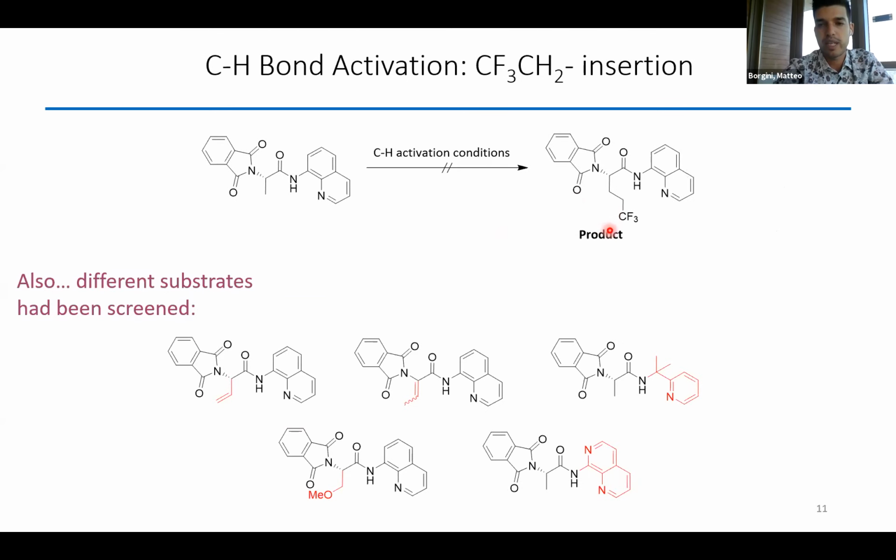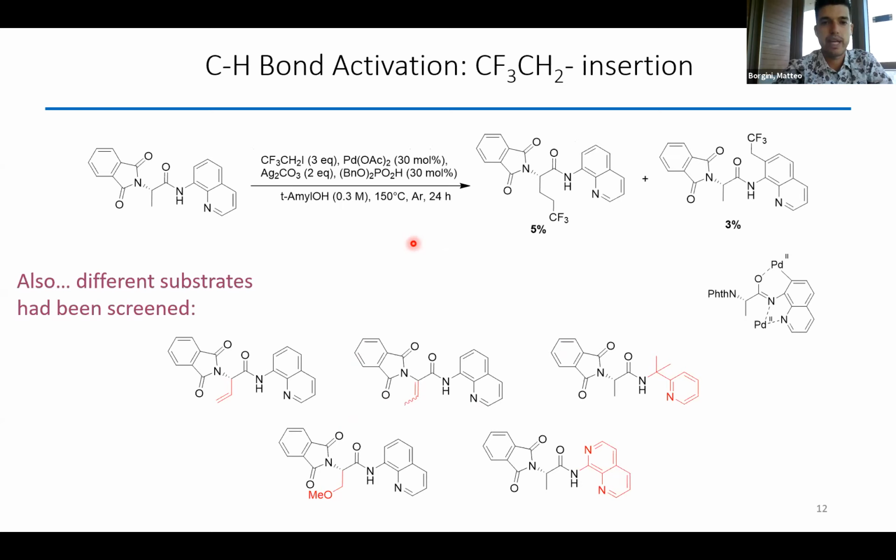When we did that to obtain the trifluoro derivative, we weren't able to get it. We screened different catalysts as well as different solvents, ligands, and silver salts, but we never observed the product. We also tried to use more activated substrates as well as different directing groups, because when we pushed this reaction, we got 5% of the desired product and 3% of this byproduct, which is probably the result of a second interaction with a palladium species.